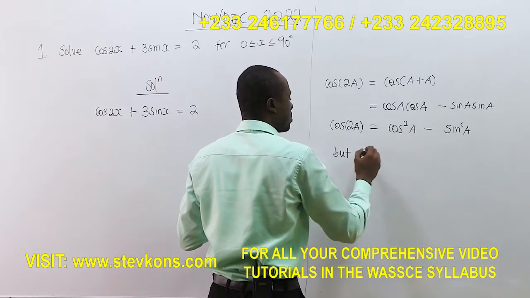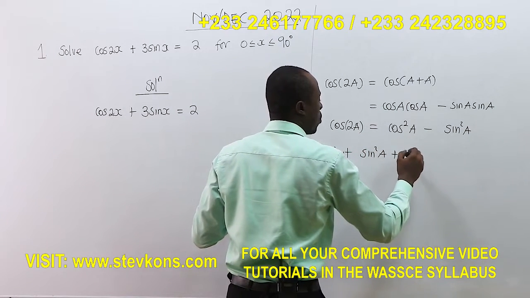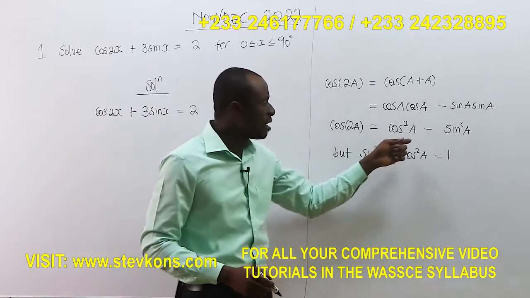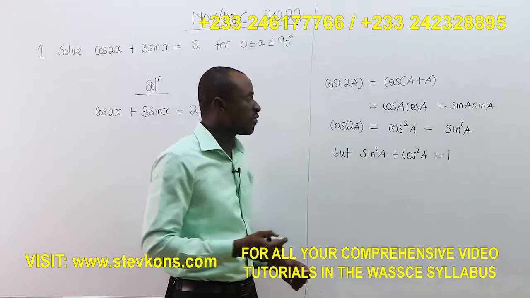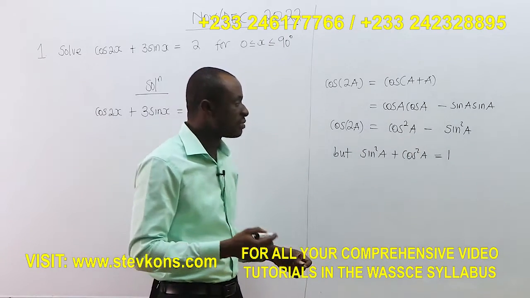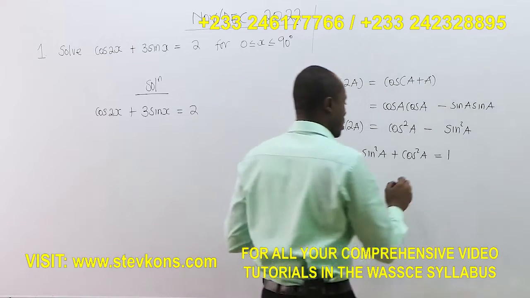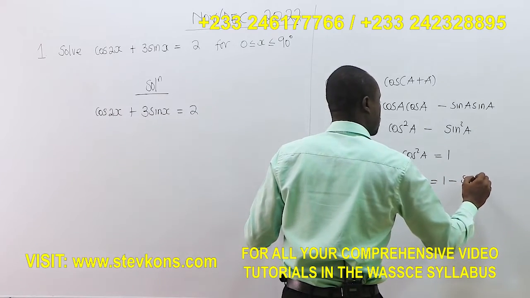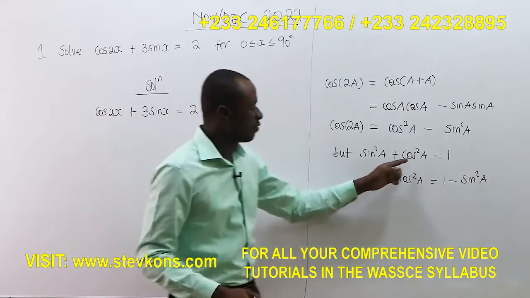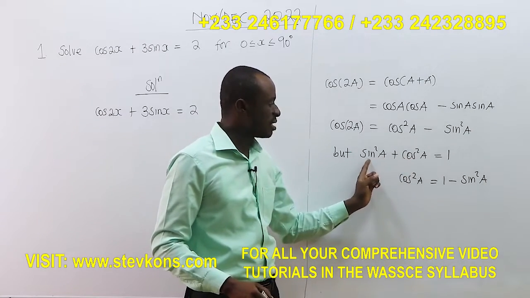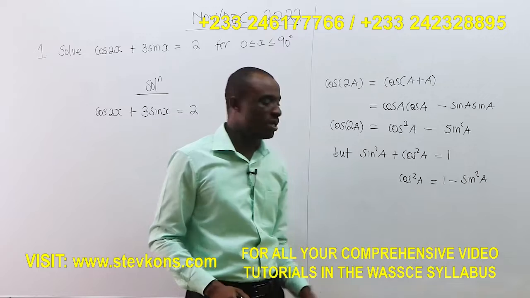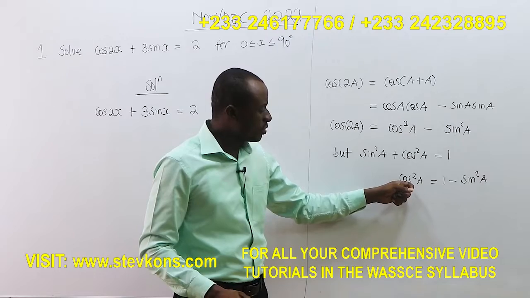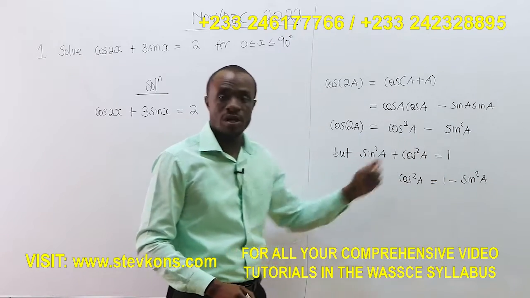But then we know that sine square a plus cos square a is equal to 1. So here we can rewrite this in terms of sine or in terms of cos. Now let's suppose we want to write this in terms of sine. So let's make cos square a the subject. Cos square a is the same as 1 minus sine square a. If you want to make cos square a the subject, this has to move to this side. So that's 1 minus sine square a. So if we put cos square a, which is 1 minus sine square a, into cos 2a, what are we going to get?